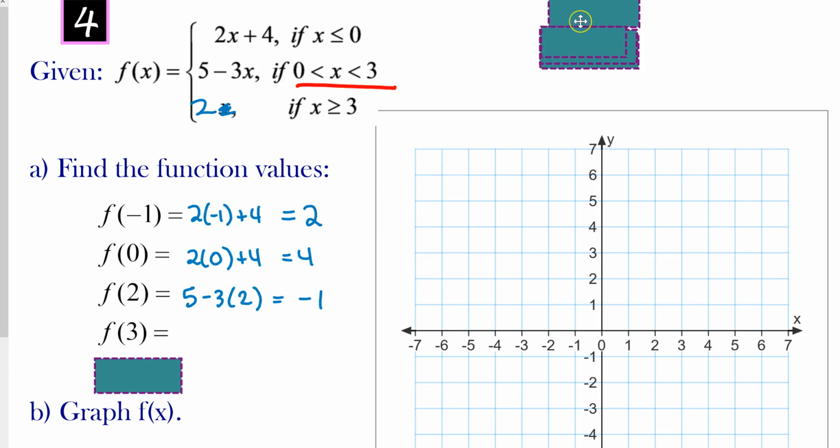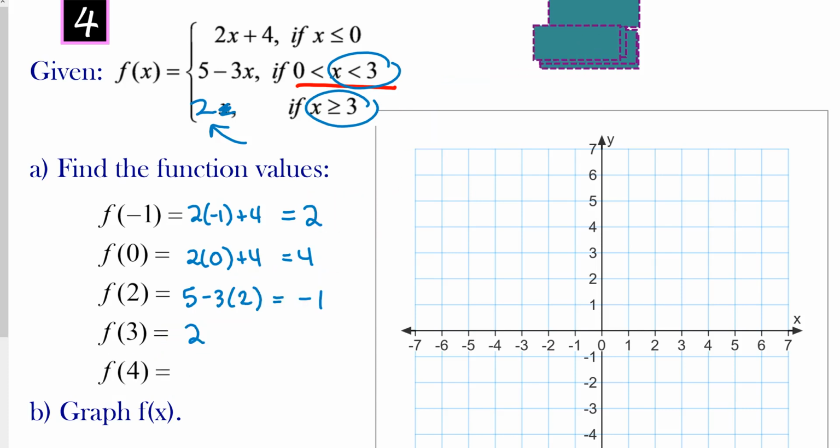The next one is f of 3. Where do we put that? Oh no, I see a 3 here, I see a 3 here. Which one do I use? Use the one that has the equals on it. So use the bottom piece, and there's no place to put the 3. The answer is just going to be 2. No matter what you plug into that piece, you just get 2. And then f of 4, well, 4 is greater than 3, so we're going to plug that one into the bottom piece as well, and we get 2.